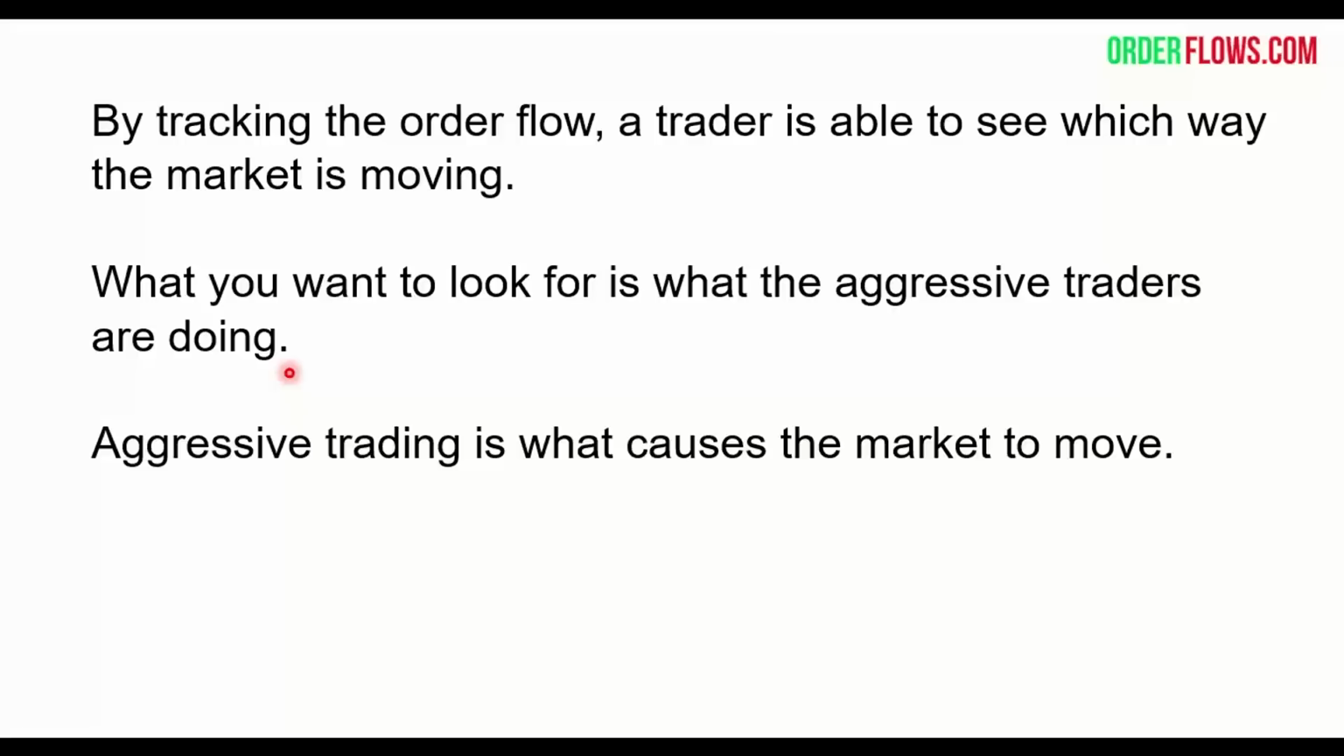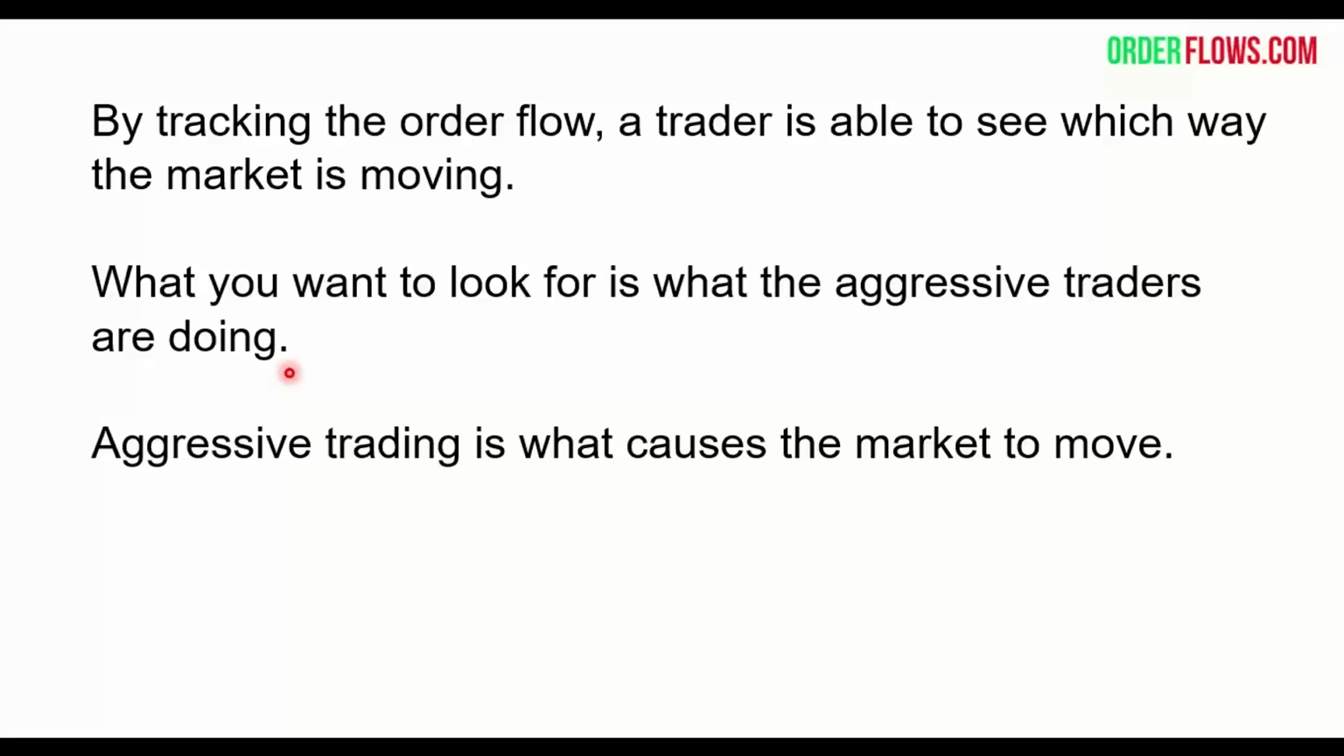So by tracking the order flow, a trader's able to see which way the market's moving. And what you want to look for oftentimes is what the aggressive traders are doing, because the aggressive traders are what cause the markets to move. Is there a lot of supply in the market? If there is, then the people that have the supply will be aggressively selling it. They'll be selling into the bid because they know they got more to sell.